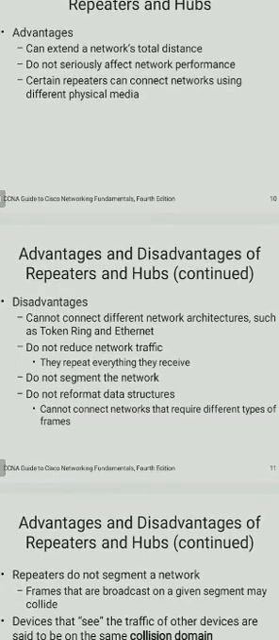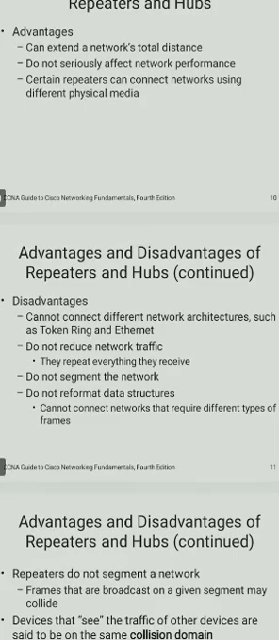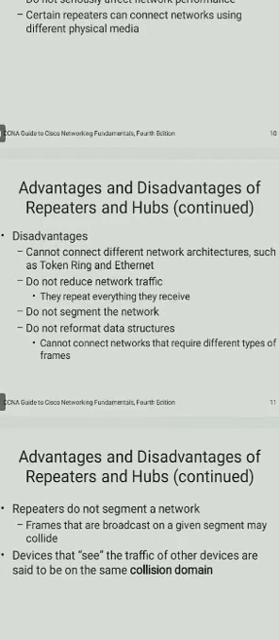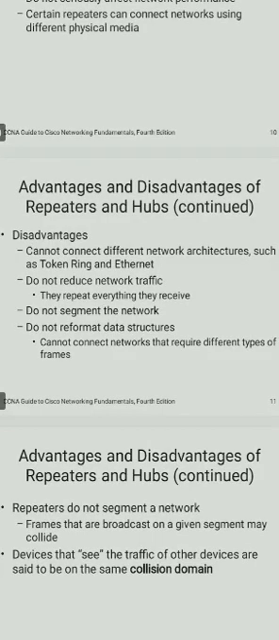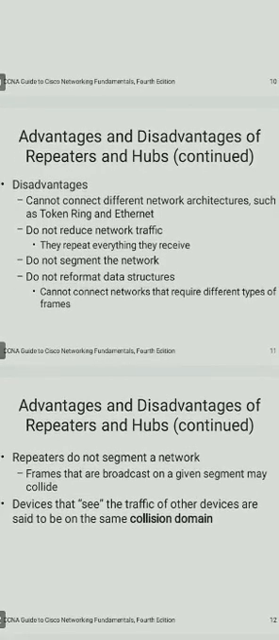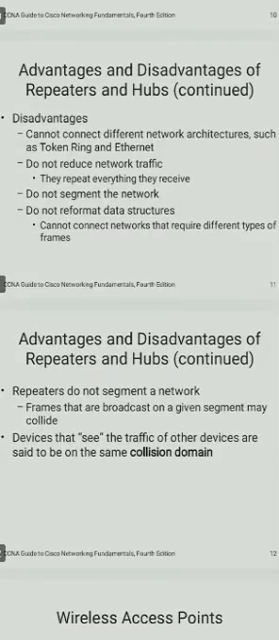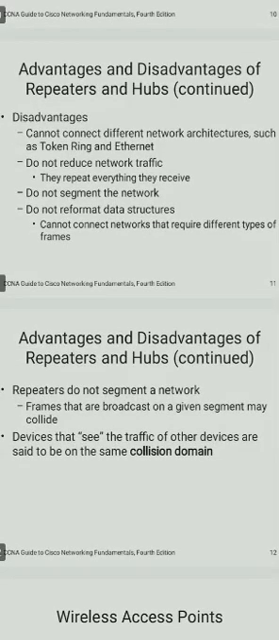The advantages and disadvantages of repeaters and hubs continue. These are the disadvantages. They cannot connect different network architectures such as Token Ring and Ethernet. They do not reduce network traffic; they repeat everything they receive. They do not segment the network. They do not reformat data structures. They cannot connect networks that require different types of frames.